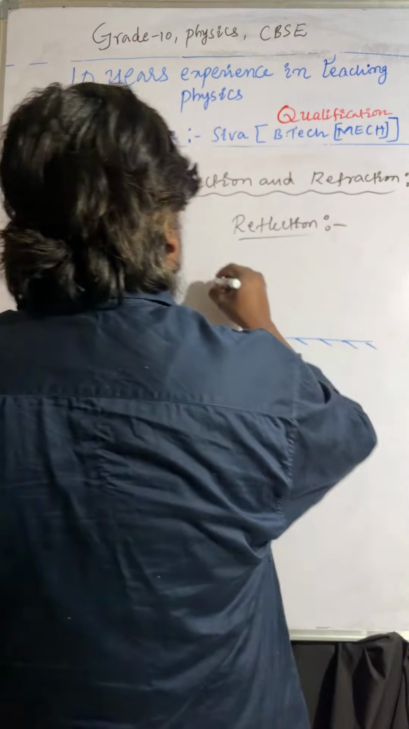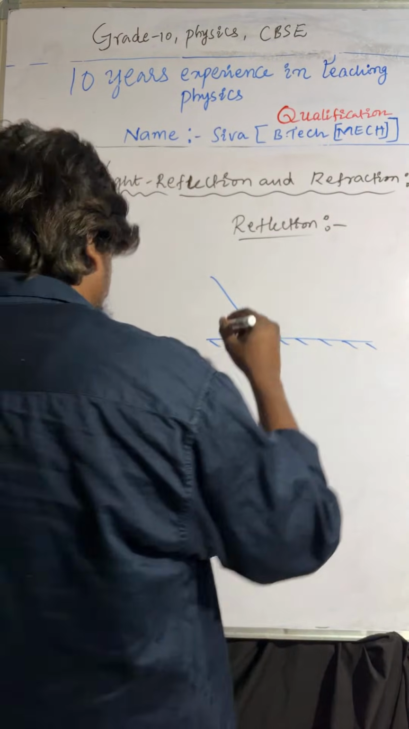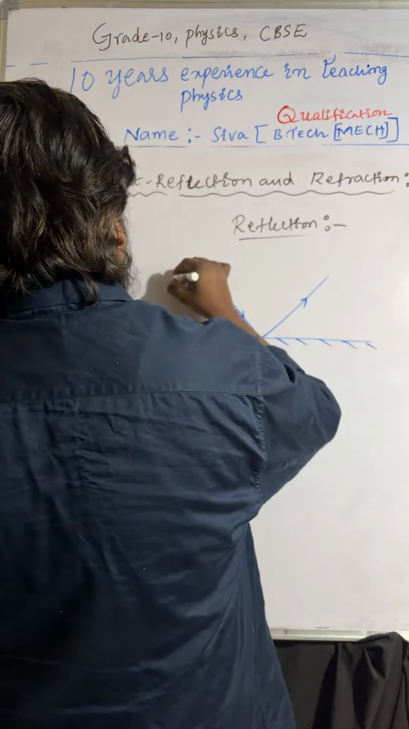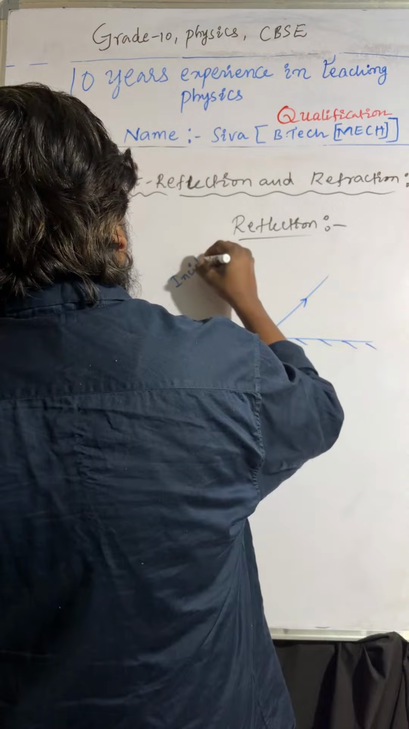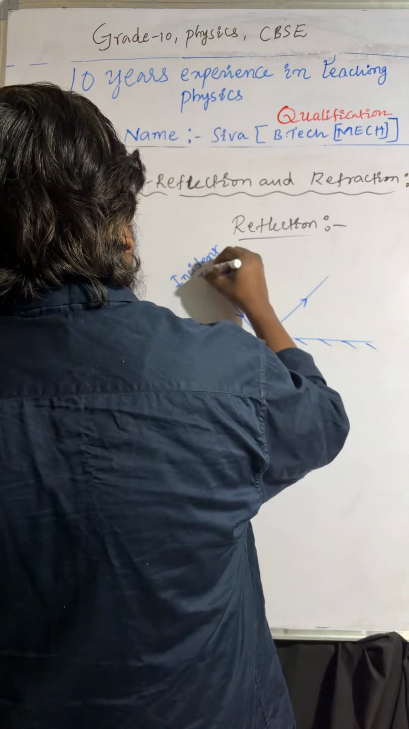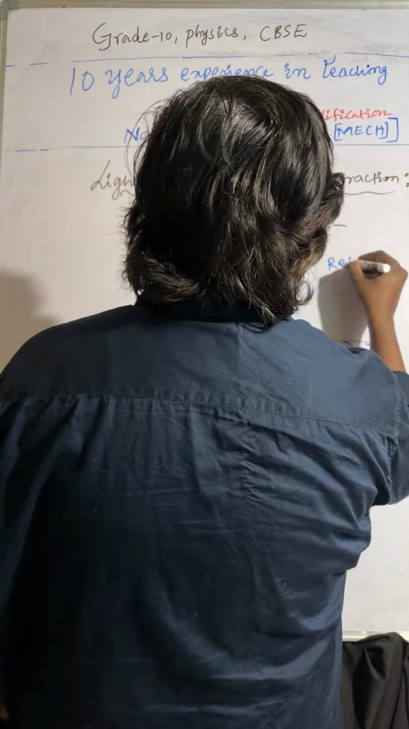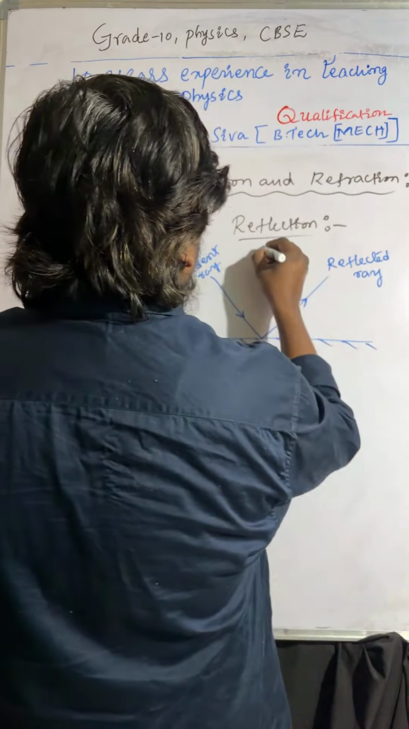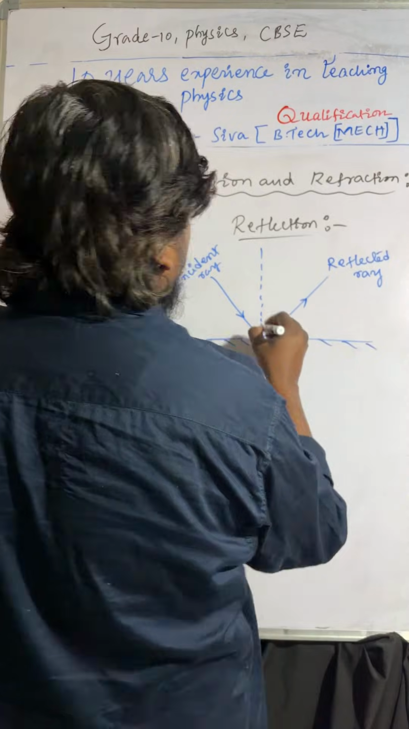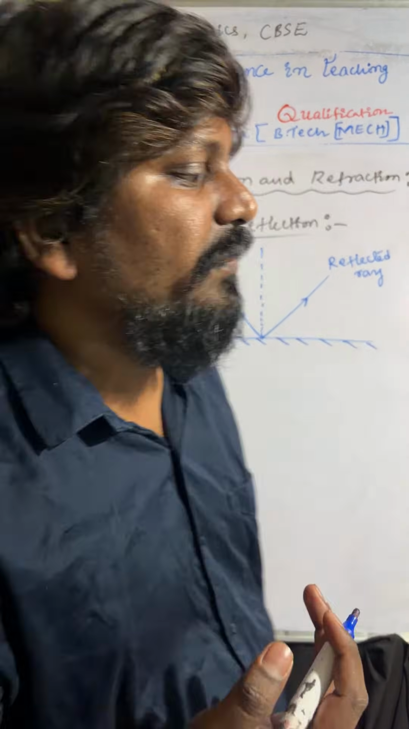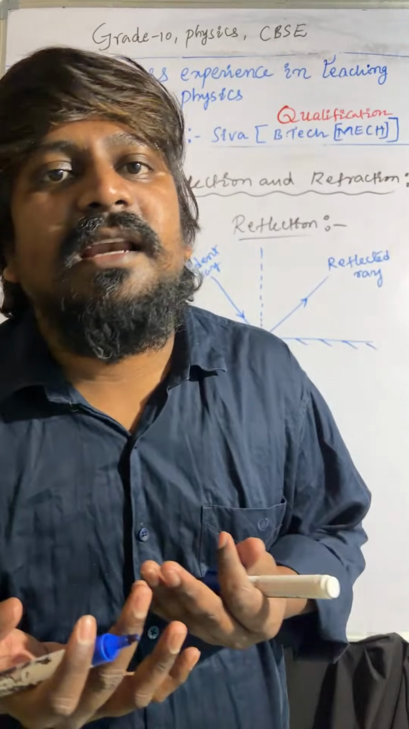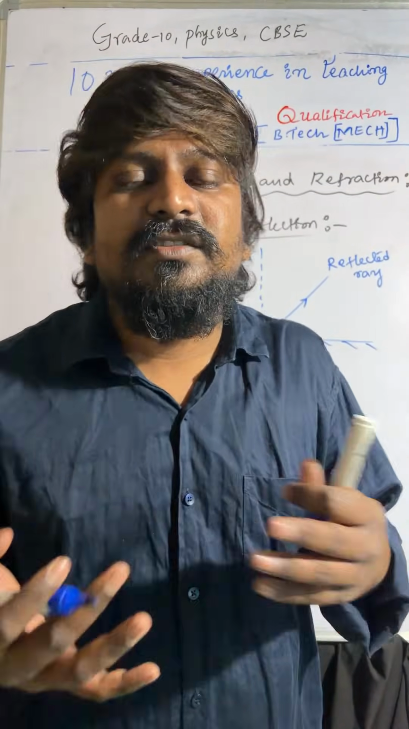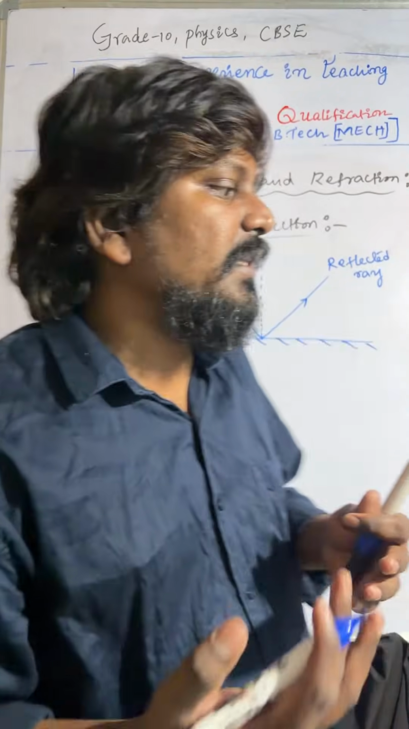Here this is the incident ray, and this is the reflected ray. And this is the normal line. The line which is perpendicular to the plane surface is the normal, actually an imaginary line, so we draw it with dotted lines.